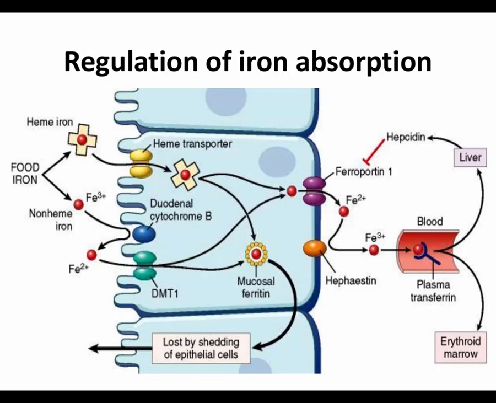Now what's going to happen when it goes inside? There are several things that may happen. One, it might be stored. Stored in what form? In a ferric form. Where? Inside of ferritin. Right? That's what we have here. Okay? So you would have enzymes that are going to oxidize this reduced iron, and they're going to store it in the ferritin. Okay?